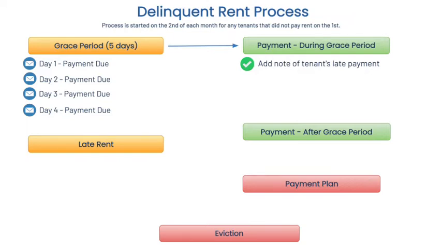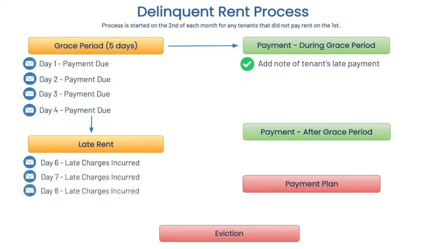If the tenant hasn't paid by the end of the grace period, the process moves automatically to the late rent stage. The automatic emails and texts here mention any late charges that they have incurred. Just like before, if they pay at any time during this stage, the process will automatically update to the payment after grace period stage, which includes a task to add the tenant's delinquency to their record.